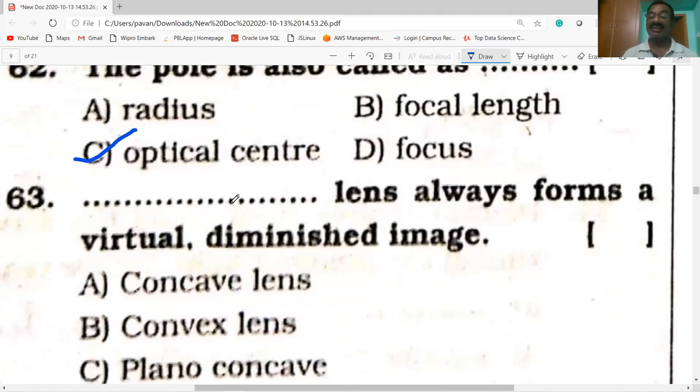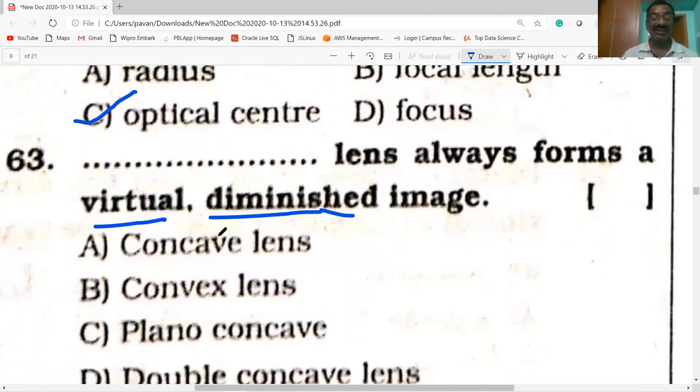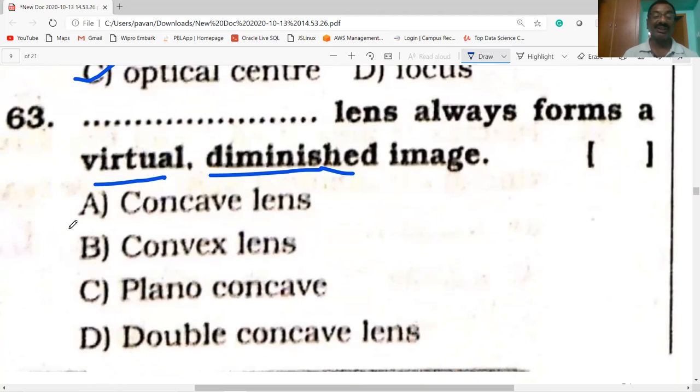Next, dash lens always forms a virtual diminished, inverted image, sorry, erected image. Virtual, erected and diminished image. Yeah, tell me, very good answer. Concave lens, which is also known as double concave lens, both are correct. Concave lens or double concave lens.